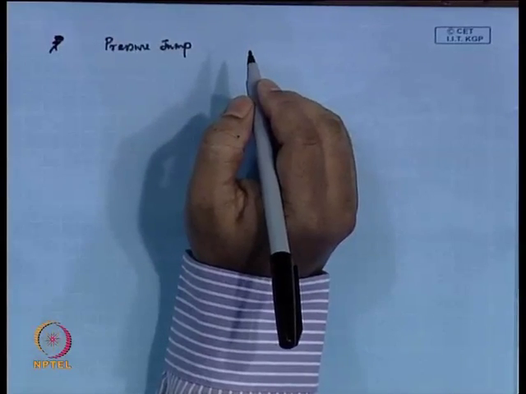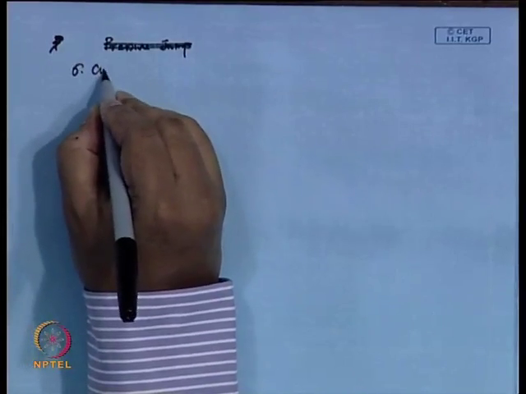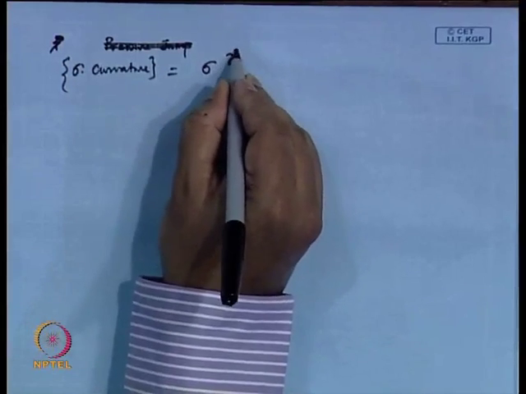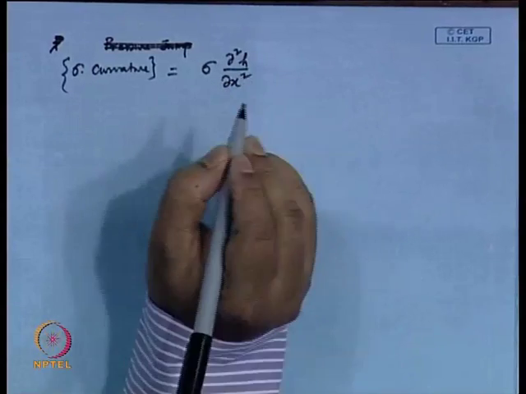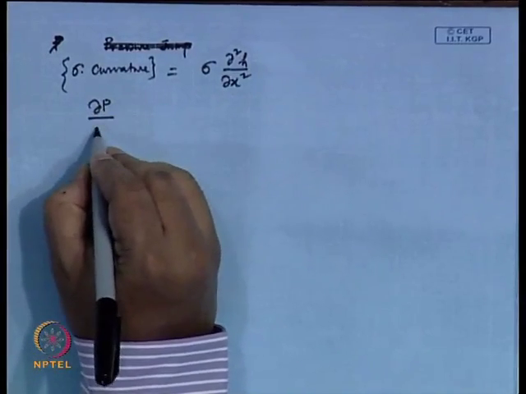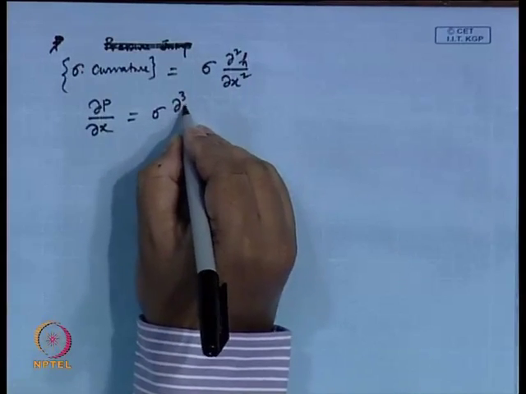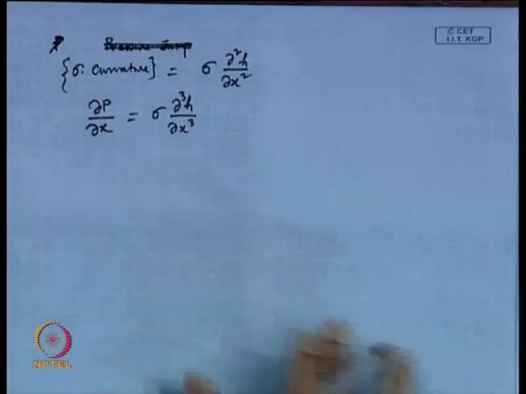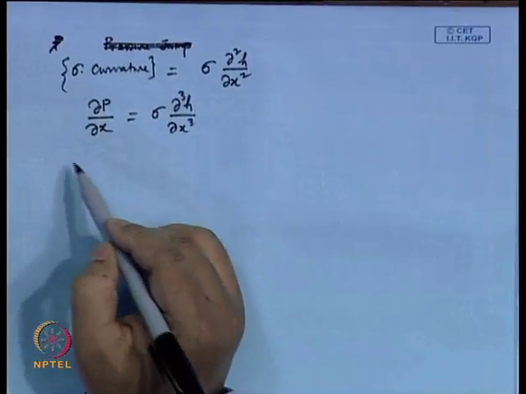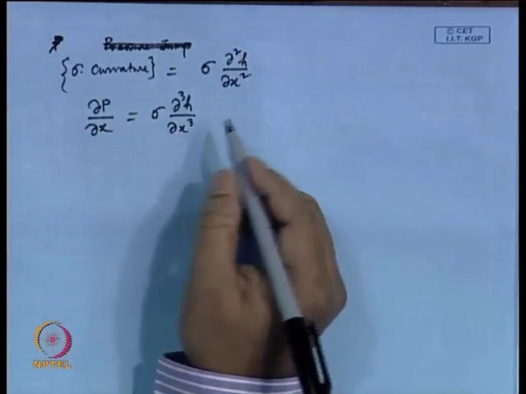So, you are talking about sigma into curvature. In this case, sigma into curvature would be equal to sigma into del square h del x square. So, if somebody wants to know what del p del x is in this case, del p del x would be equal to sigma del cube h del x cube, because sigma is constant. Okay, so if somebody works with this del p del x, that means the surface tension driven del p del x.